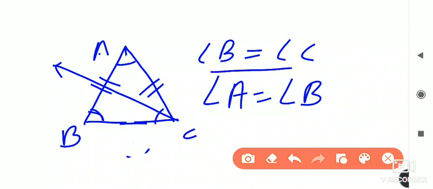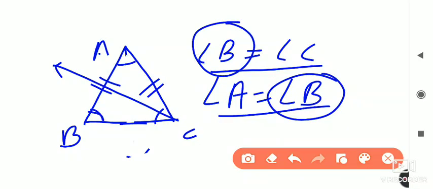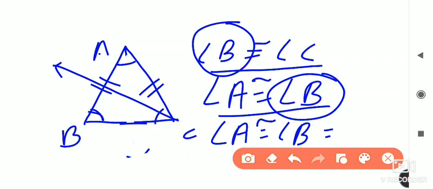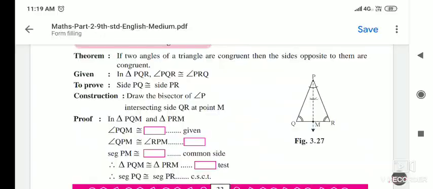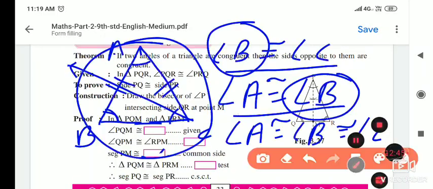Now B is congruent to C, and A is congruent to B, meaning B is congruent to C and B is congruent to A. So angle A is congruent to angle B, which is congruent to angle C. Once you do the construction, you can easily show that all the angles are congruent to each other by using the isosceles triangle theorem property. By using that, you can show that all the angles of an equilateral triangle are congruent to each other.